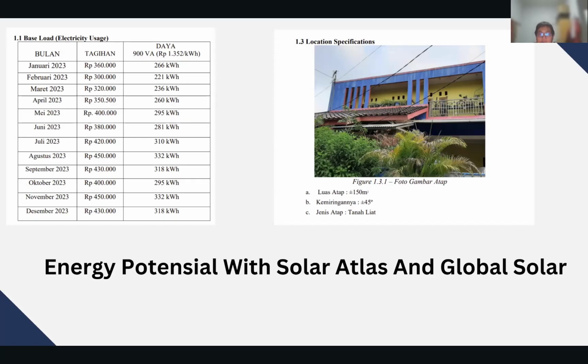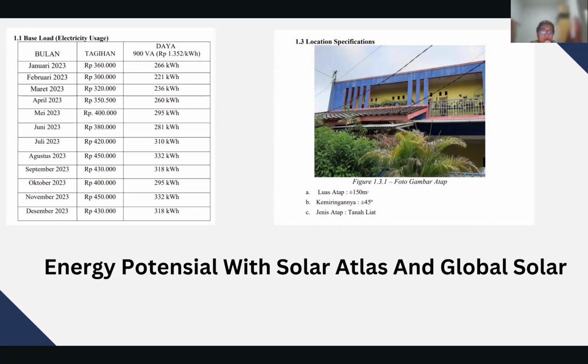After you've done that, you have to know the location and rooftop of your house. In here, my parents' house has a large rooftop of around 150 meters square with a tilt of 45, and using tanah liat as the main material of the rooftop.